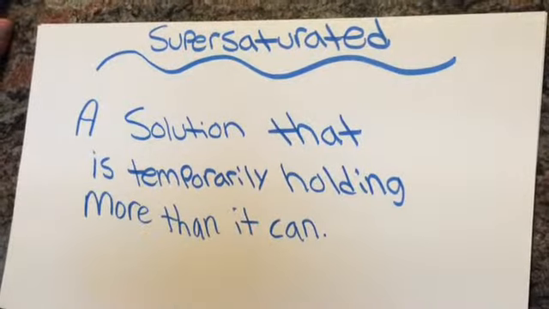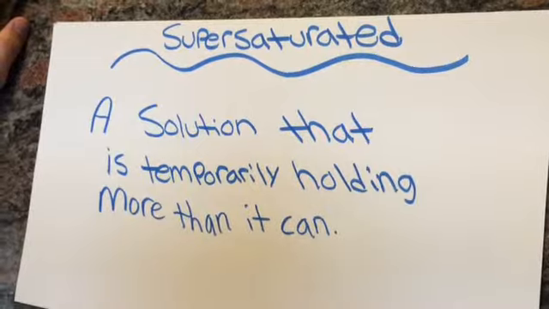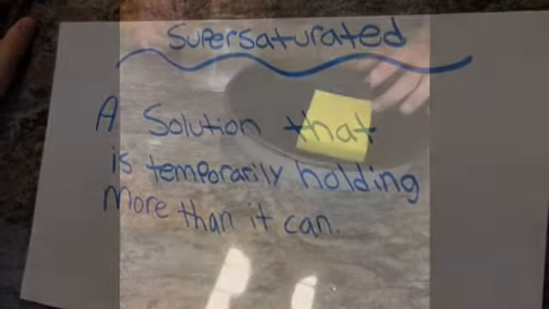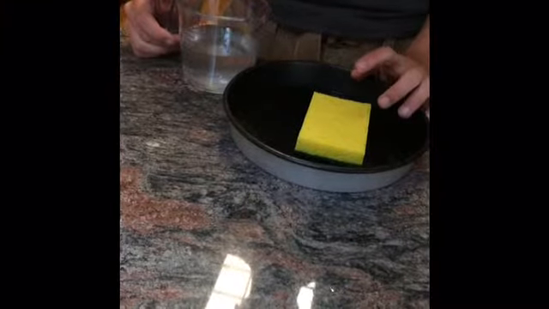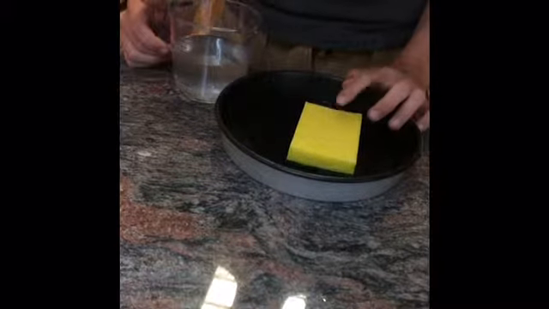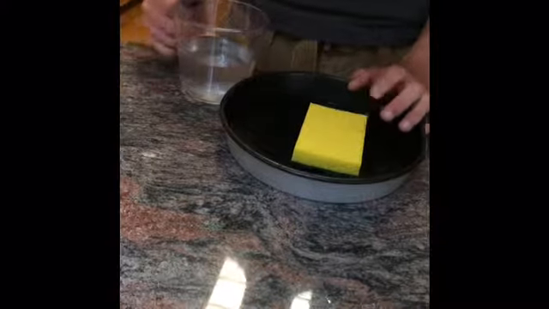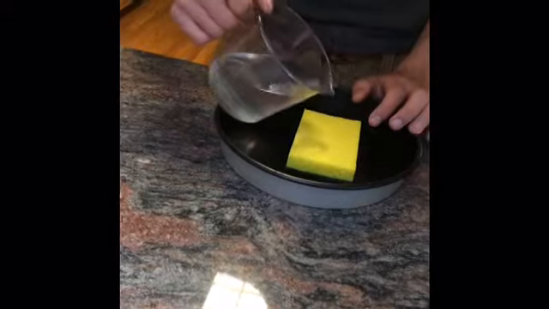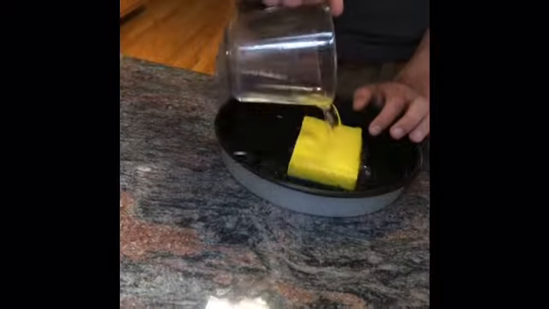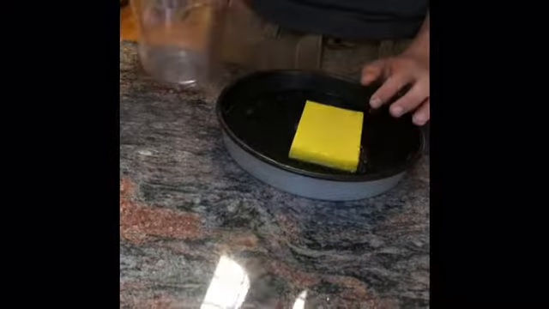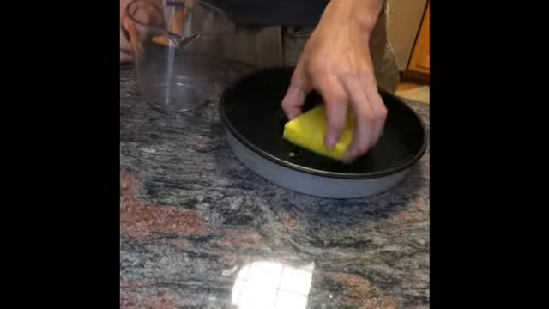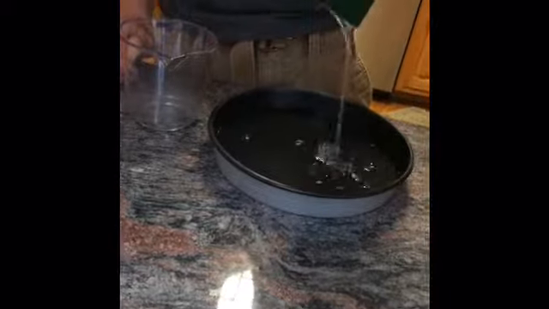Supersaturated: a solution that is temporarily holding more than it can. This sponge is going to represent something supersaturated, and supersaturated is when it's holding something more than it can. As you can see, it's holding all the water, and all the water comes out because it can't.